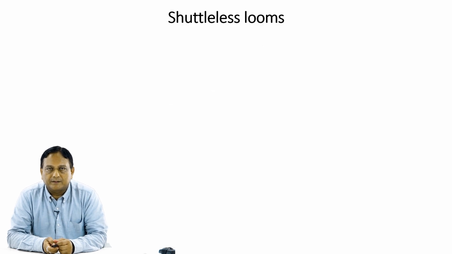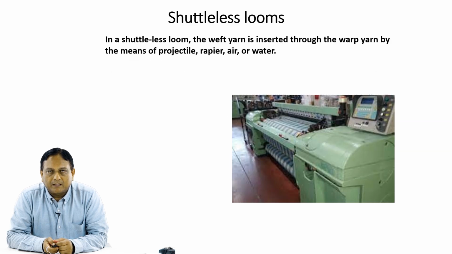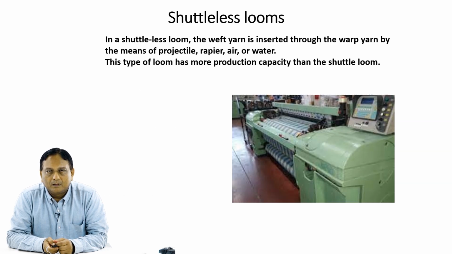Let us start with this lesson. When we talk about shuttle-less looms, this is one of the images of a shuttle-less loom. Now in a shuttle-less loom, how does the mechanism work? The weft yarn is inserted through the warp yarn by means of a projectile, rapier, air or water. So this is the basic mechanism of a shuttle-less loom. And this type of loom has more production capacity than the shuttle loom, as we said in the introduction.